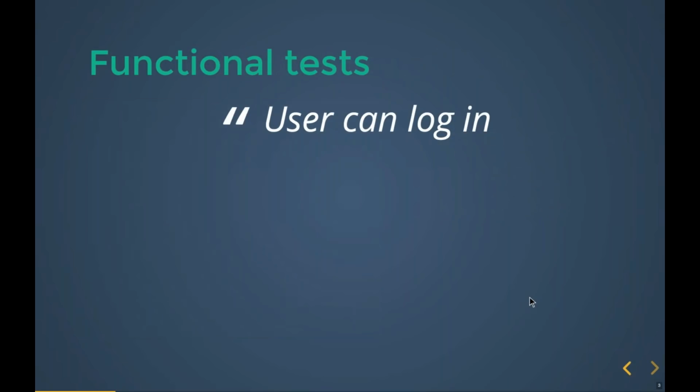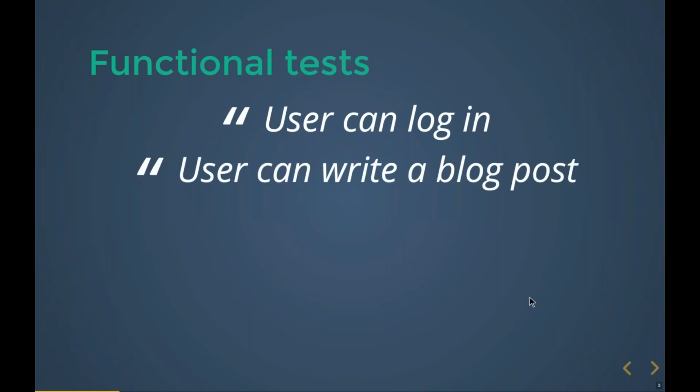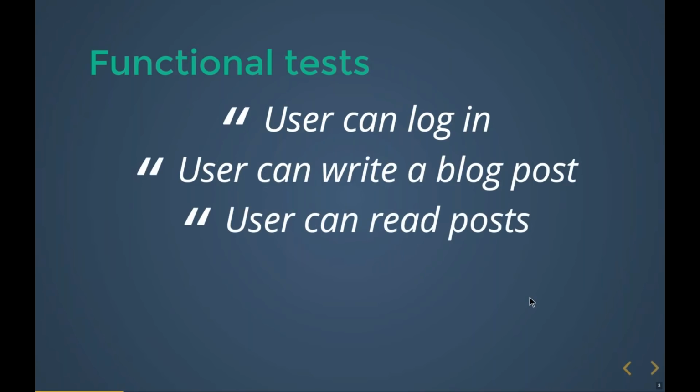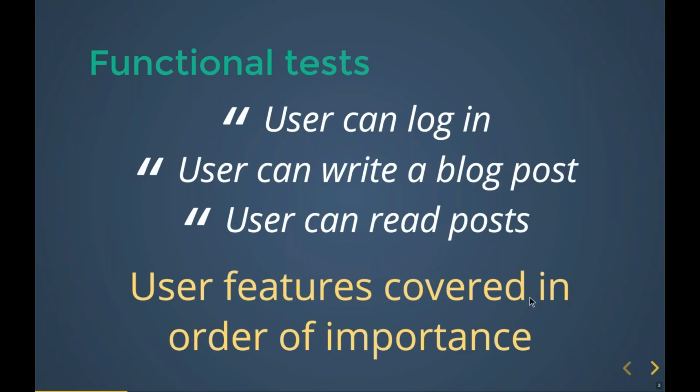So what kind of tests would you write? Well, a user probably should be able to log in, so that probably should be the first test I write. I need to write a blog post, so I should test that. I should test that the blog post that I write is actually visible. Maybe I should be able to comment. So basically, you take all of the user features and pretty much map them one-to-one to functional tests.